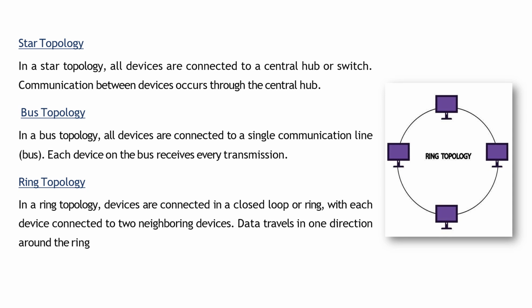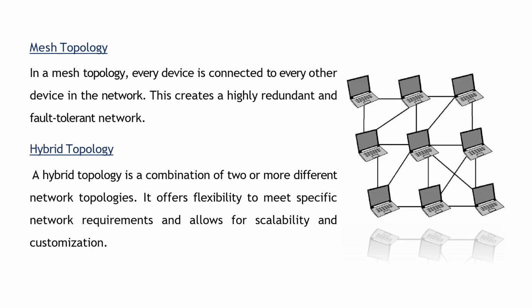Ring topology. In a ring topology, devices are connected in a closed loop or ring, with each device connected to two neighboring devices. Data travels in one direction around the ring. Mesh topology. In a mesh topology, every device is connected to every other device in the network. This creates a highly redundant and fault-tolerant network.